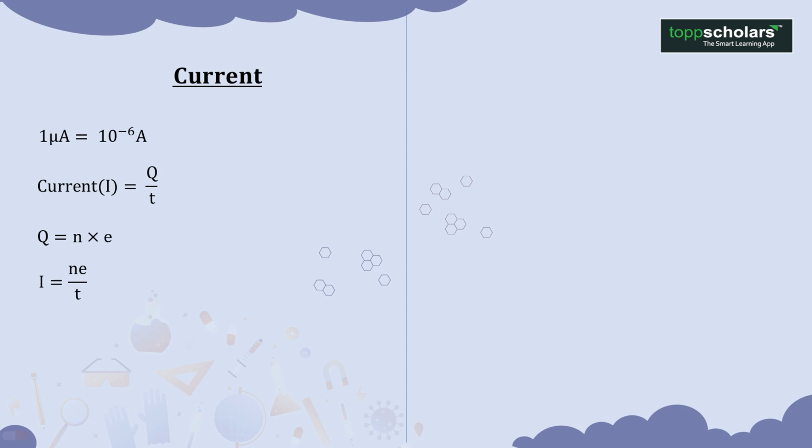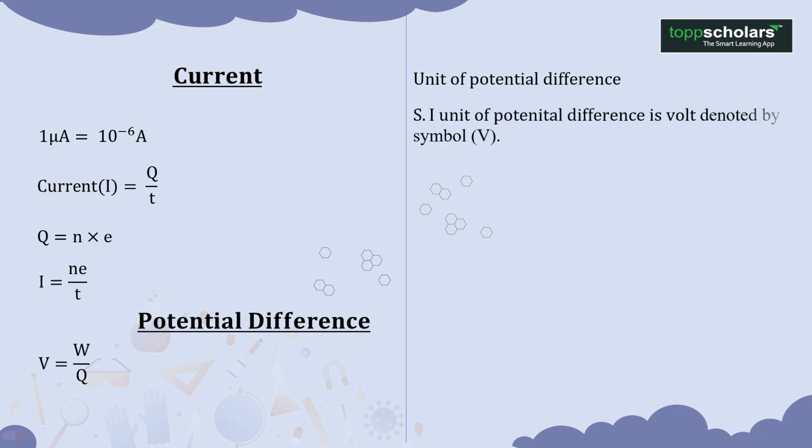Current I is equal to Q upon T. Q is equal to N into E. I is equal to NE upon T. Potential difference. V is equal to W upon Q. Unit of potential difference. SI unit of potential difference is volt, denoted by symbol V. It is a scalar quantity. 1 volt is equal to 1 joule upon 1 coulomb.